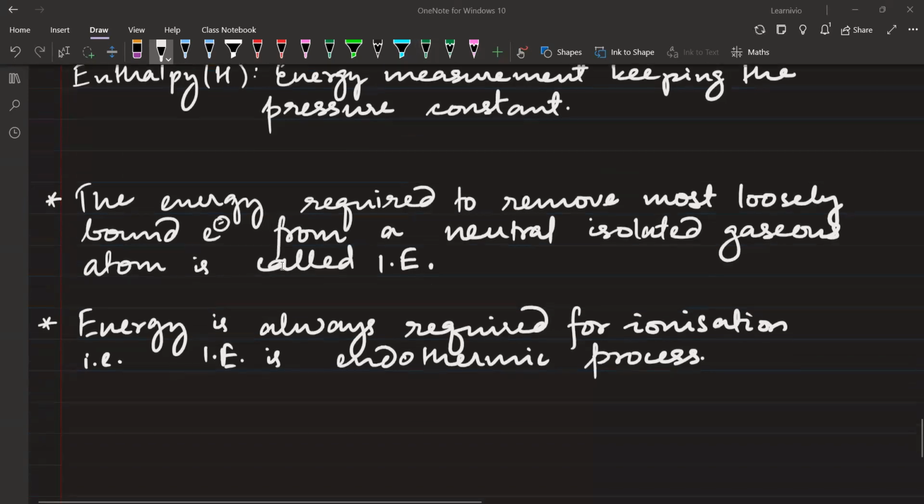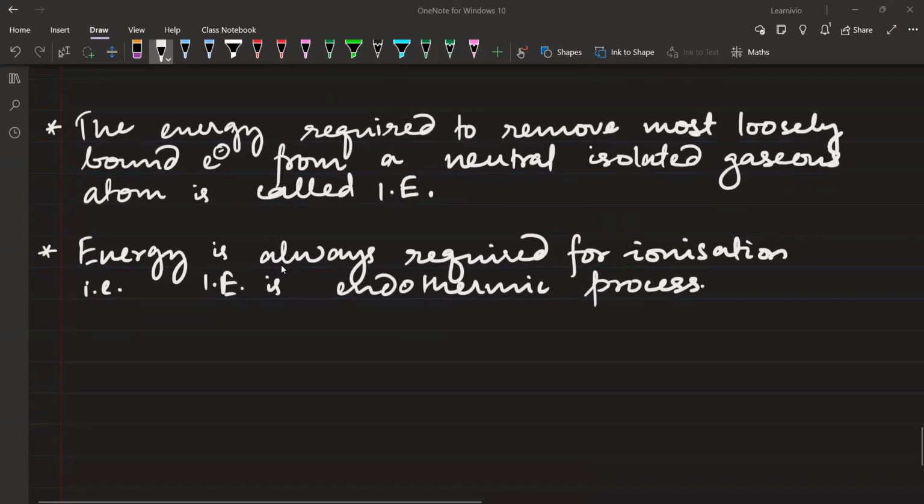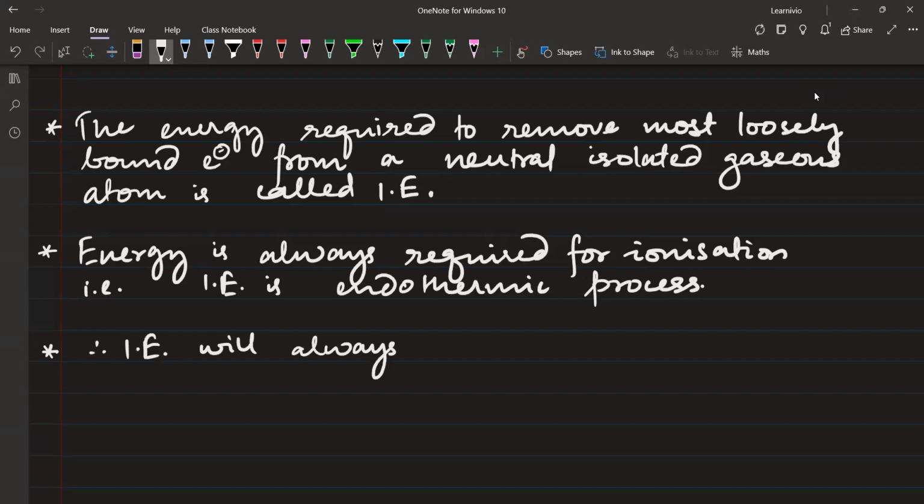एंथैल्पी तो आपने लिख ही लिया होगा. अभी सिर्फ लिखना, आपको समझना भी नहीं, बस एक चीज समझ लीजिए, अगर आप एनर्जी किसी को दे रहे हैं तो उसकी एनर्जी बढ़ जाएगी. Therefore ionization enthalpy, energy is always required, आप उसको एनर्जी दीजिएगा, ionization enthalpy will always have positive sign, मतलब बढ़ेगी. दीजिएगा तभी तो मिलेगा इलेक्ट्रॉन.